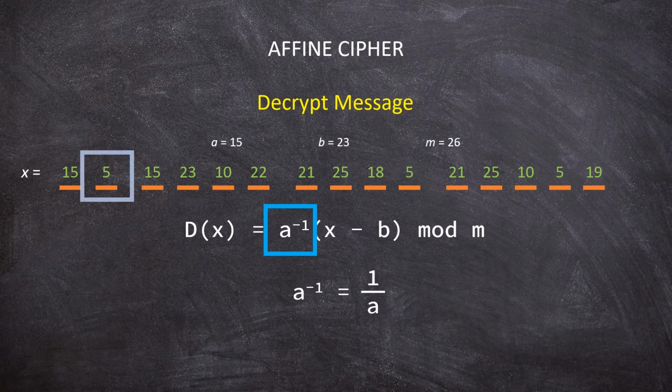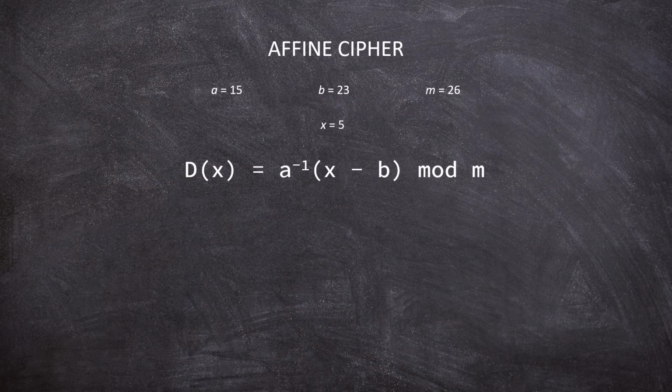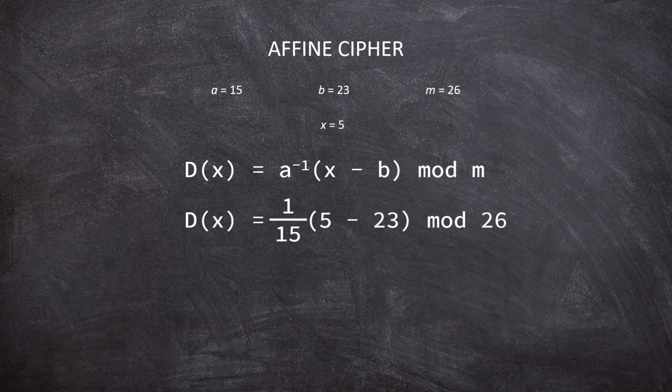But first, I'll need to grab an X value, and since the first number in the list just happens to be a 15, which is the same as our A value, I'll grab the second number from the list since I don't want to get anything mixed up. This means X will equal 5 for this example. So let's see what happens when we plug these numbers directly into the decryption function. As we can see, the first term is the inverse of A, which is 1 over 15, the X value is 5, the B value is 23, and finally the length of the alphabet M is 26. So far, so good. But let's see what we get when we run these numbers through a calculator.